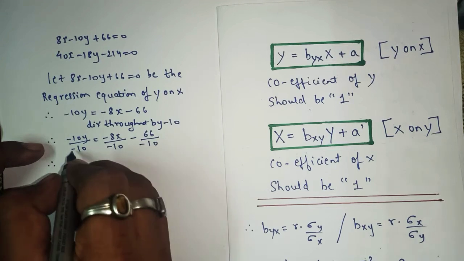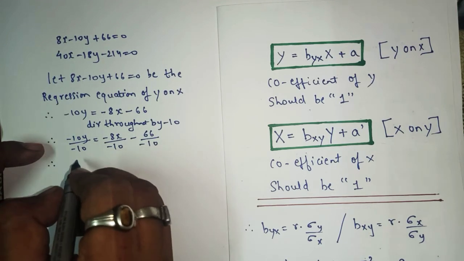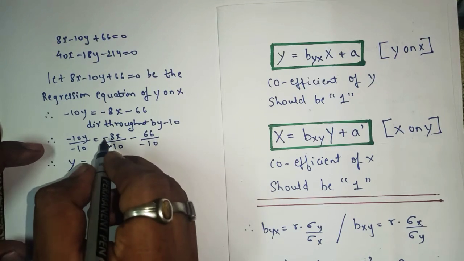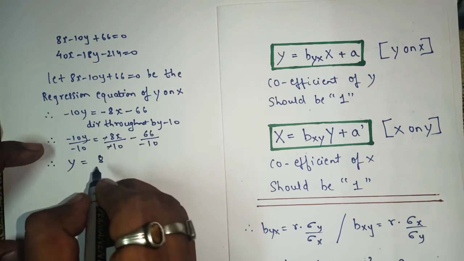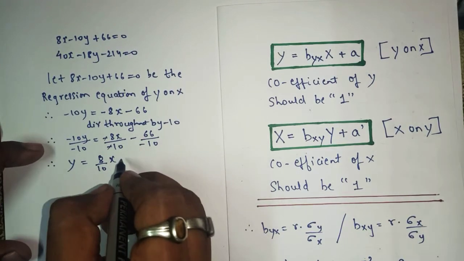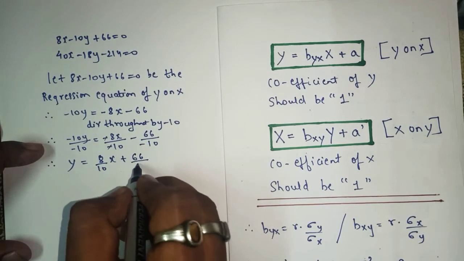So this will be what? Minus minus will get cancelled, 10 10 will get cancelled, so you will be left with y equals, this minus minus will get cancelled, here we are left with 8 upon 10 x. So this minus minus will be plus, here we are left with 66 upon 10.